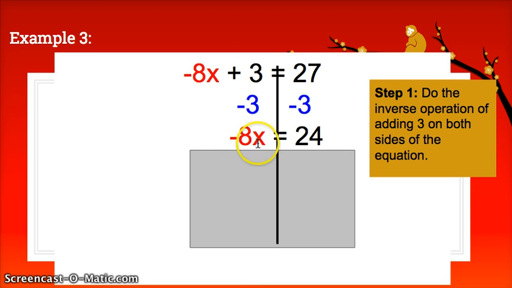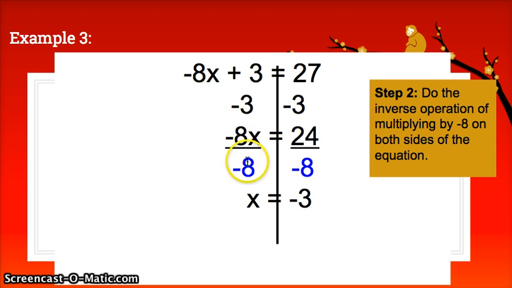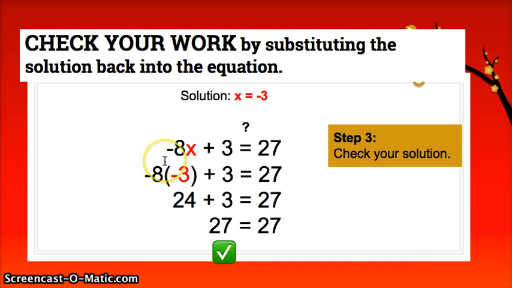Here, I have negative 8 times x. The inverse of multiplying by negative 8 is dividing by negative 8. So I divide on the left-hand side and the right-hand side by negative 8. Negative 8 divided by negative 8 is 1. And our solution is negative 3. Substitute it back into the original equation to check. So I have negative 8 times negative 3 is positive 24 plus 3. And the left-hand side equals 27, which is the same value as the right-hand side, so the solution is correct.